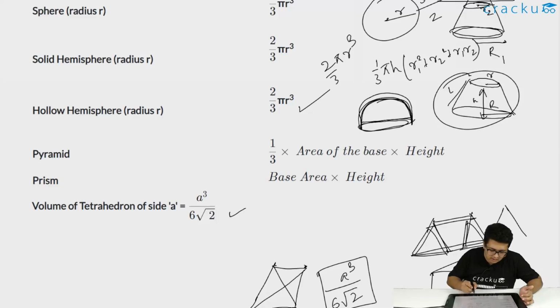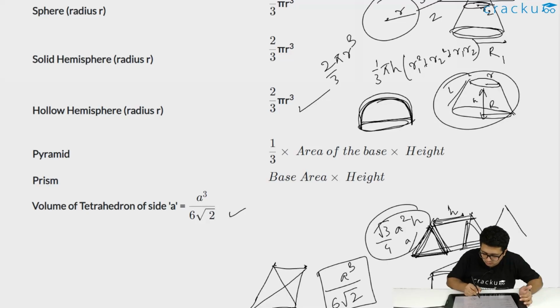Prism is basically two equal shapes that are parallel to each other with lateral cross sections connecting them, and the volume is basically base into height. So the volume of a prism would be the area of the base of the triangle and this height, right? So if this is an equilateral triangle, the area would be root 3 by 4 a square, and if this is the height h, this would be the volume of the prism.